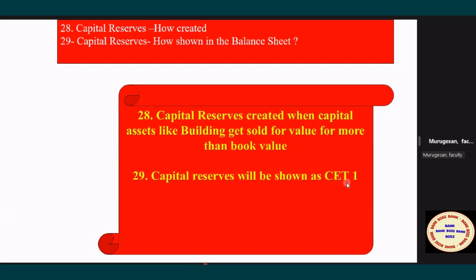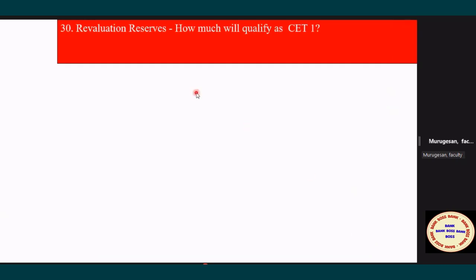Next question: we have to cover revaluation reserves. Always there is a problem. Revaluation reserves, how it arises, how it will qualify. Suppose you are not selling a building, you are only revaluing it. Suppose your corporate office, as per the book value, is maybe 500 crores, but the current market value is 2,000 crores. It's a very big building. So the 1,500 crore is the revaluation reserve.